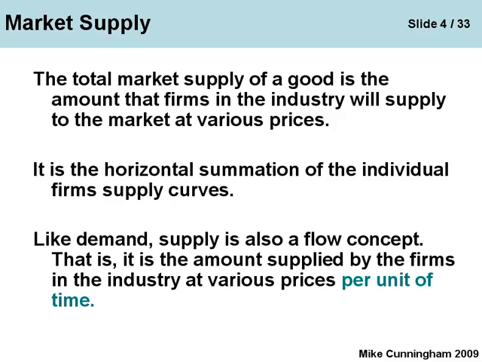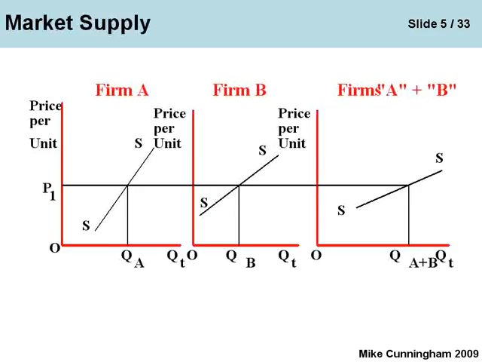Let's go back to the total market output. This is what I was saying earlier. If we imagine our industry here just to have two firms, A and B, then at the going price, let's say, of P1, the output of firm A will be QA, and the output of firm B will be QB, so that the total output on the market will be A plus B. So I think that's relatively straightforward. I don't think there is an issue there.